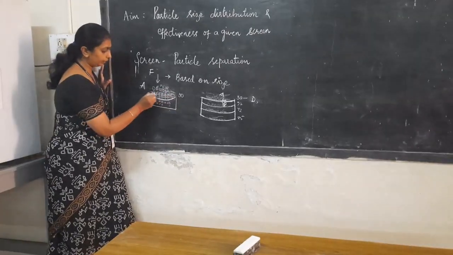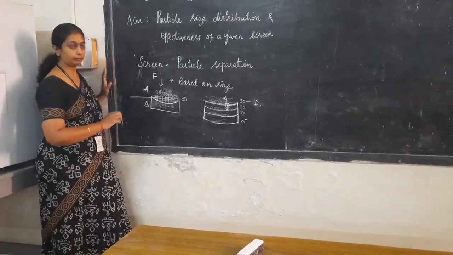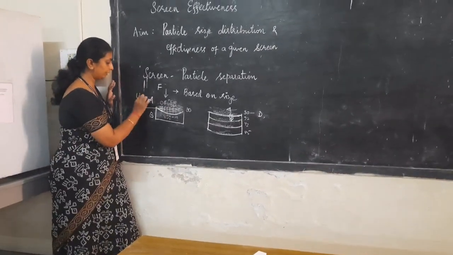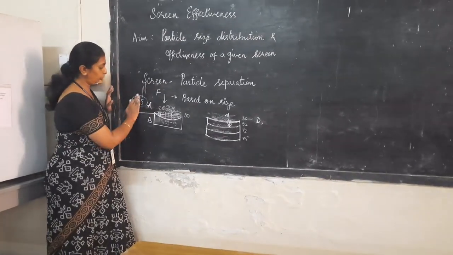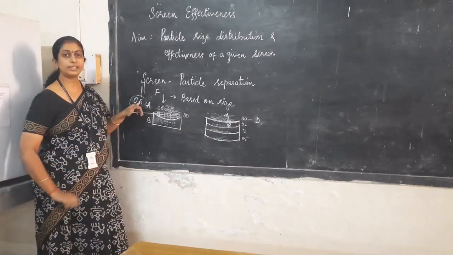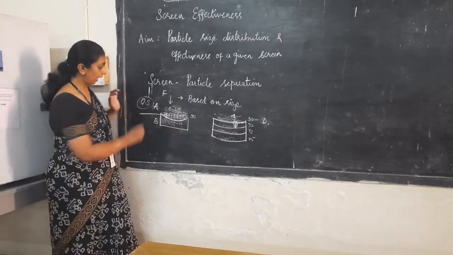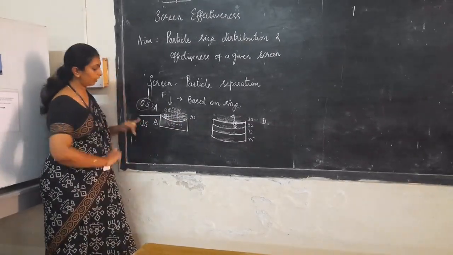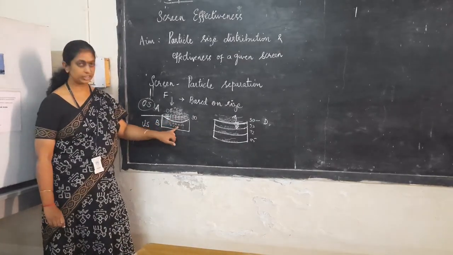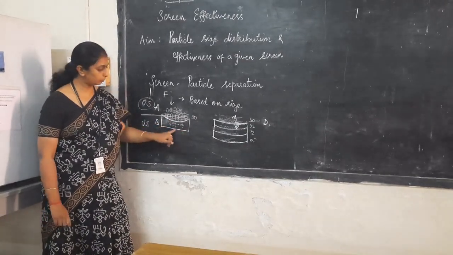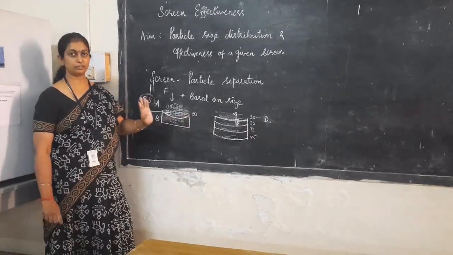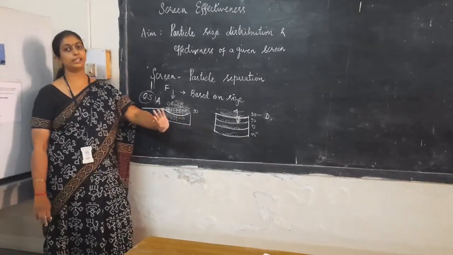Or simply, nothing but whether a given screen will now be able to separate the materials as oversized, where all the oversized particles are greater than the opening corresponding to this screen, and undersized, where all the particles which have passed through the screen are smaller than the opening of this mesh. This is what we will be doing in screen effectiveness.